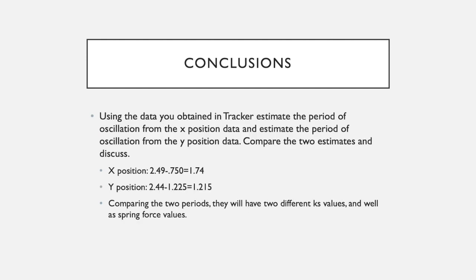The second question asks you to, using the data you obtained in Tracker, make two separate estimates of oscillation periods. First, by estimating the period of oscillation from the X position data, and second, by estimating the period of oscillation from the Y position data. From the X position data, I got an oscillation period of 1.74 seconds, and from the Y position data, I got an oscillation period of 1.215 seconds. Comparing the two periods, they will have two different K values as well as spring force values, as these values are dependent on the oscillation period.